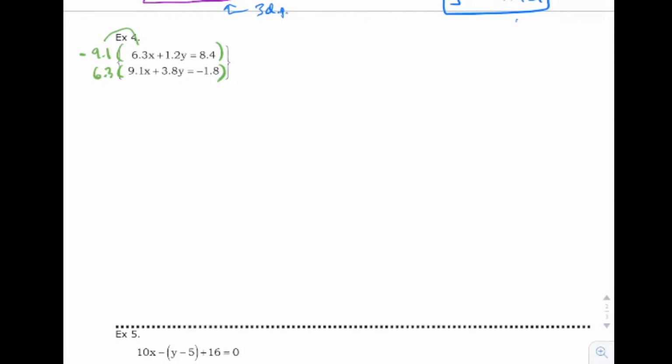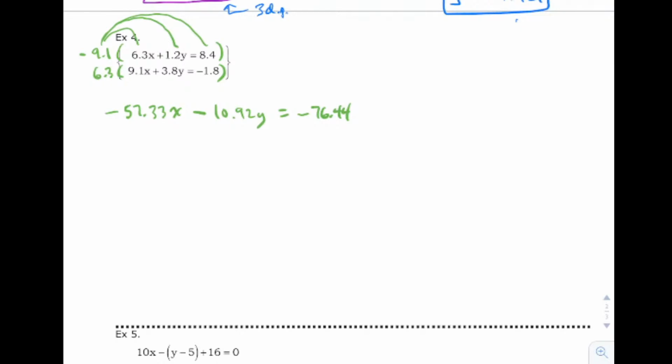What is a negative 9.1 times a 6.3? It is, well, it's a negative 57.33x. Now I have to multiply the negative 9.1 times that, which is going to be negative. So this is 9.1 times 1.2 is negative 10.92y equals. And then the negative 9.1 has to multiply that too, and it's going to be negative. Negative times positive is negative. So what do I got? 9.1 times 8.4, boom. I've got a 76.44, again negative. That's my new and improved top equation.